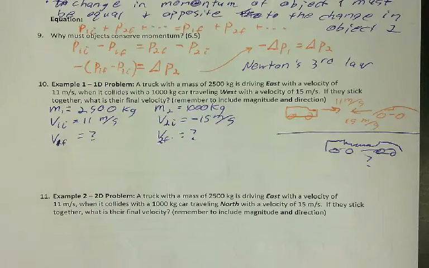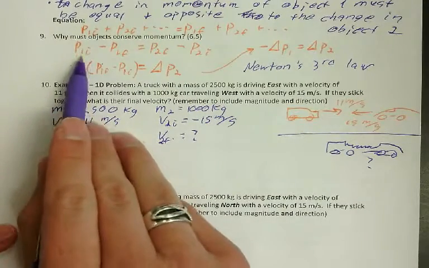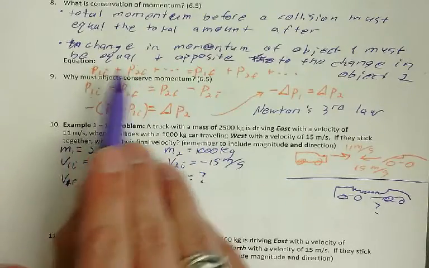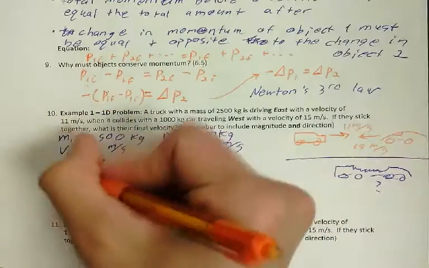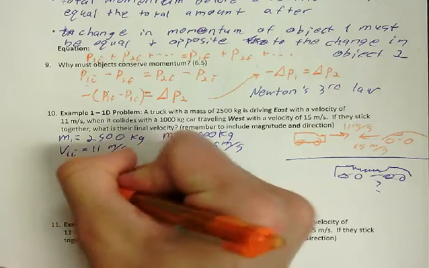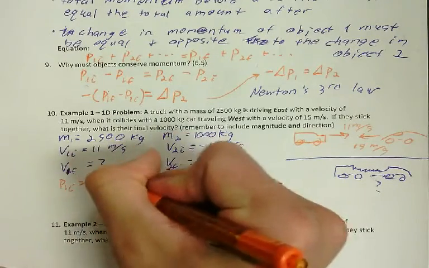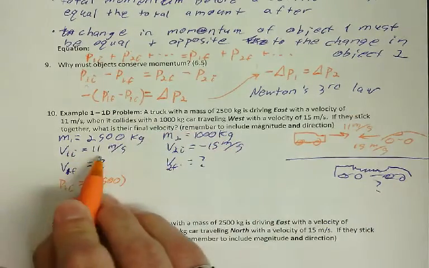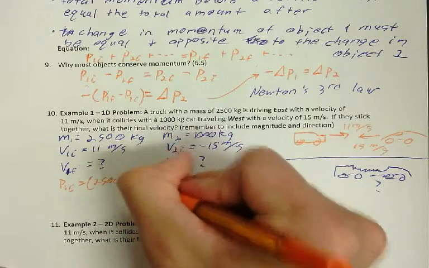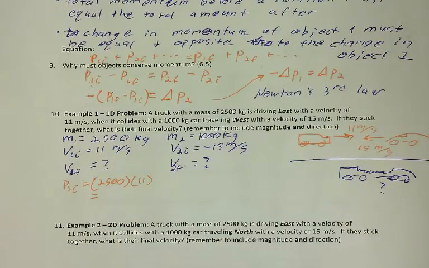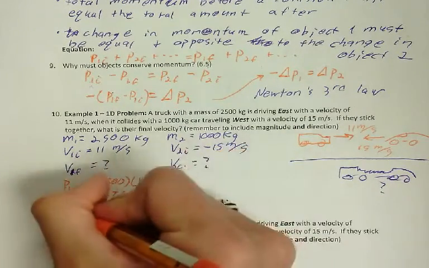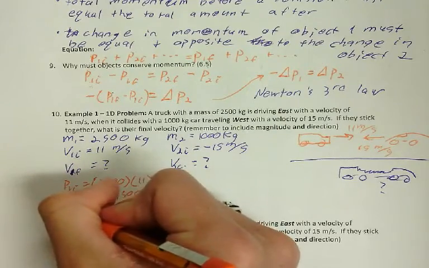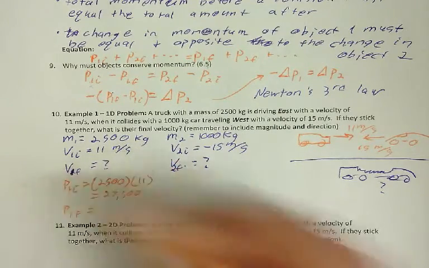So now we're ready to set up the equation. Momentum of one initial, here we go. One initial plus two initial equals one final plus two final. So let's find those values. Momentum of one initial is the mass of 1 times the velocity initial of 1, 2,500 times 11, which is 27,500.